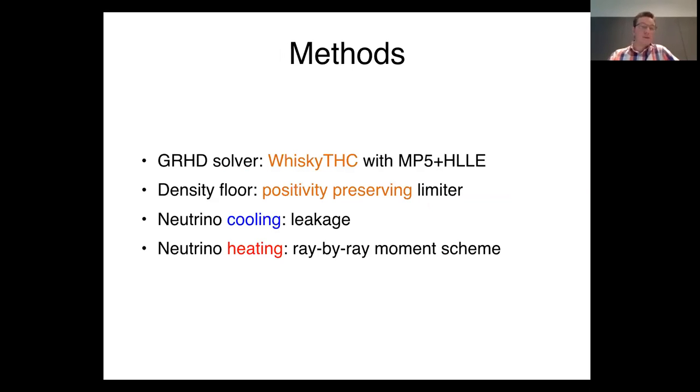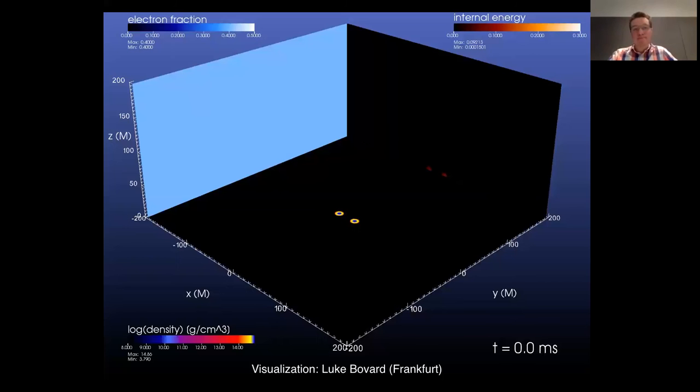We also included both neutrino cooling with a very simplified prescription and neutrino heating. Here's an example of one of these mergers. I'm showing a visualization performed by another student in Frankfurt, Luc Bouvard. Here on the bottom, you will see the density on the equatorial plane, color coded. On the back, here you will see the electron fraction or the proton fraction. And here you will see the internal energy of the material on the meridional planes.